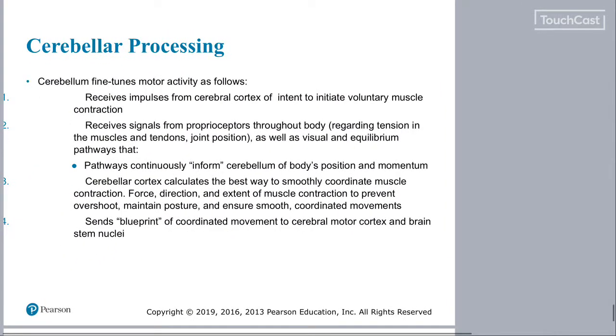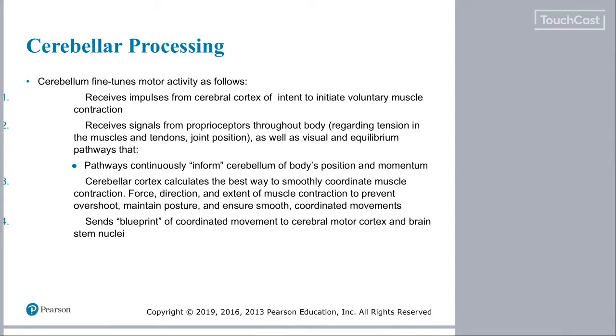Okay, so our cerebellar processing. So the steps to fine-tuning a motor activity. So think about anything that you might do, whether it's shooting a free throw or playing the piano. Those things first initially started as voluntary control, right? But the more that you do it, the less it becomes volitional, and it just becomes automatic muscle memory. So how that happens is the cerebellum is going to receive impulses from our cerebral cortex of the intent to initiate this voluntary muscle contraction.